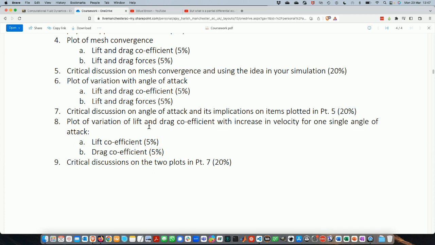Right. And this is probably one last thing: looking at lift and drag coefficient with increase in velocity, right? So you take a single angle of attack, increase your free stream velocities, and see how the lift and drag coefficient will change.